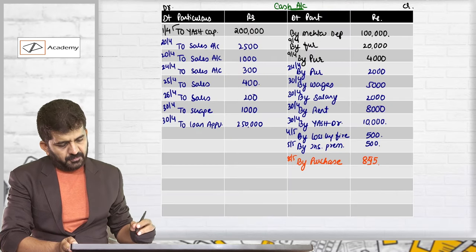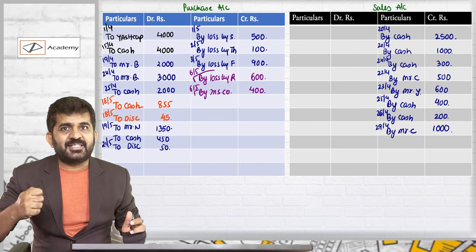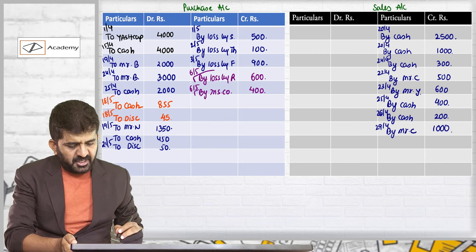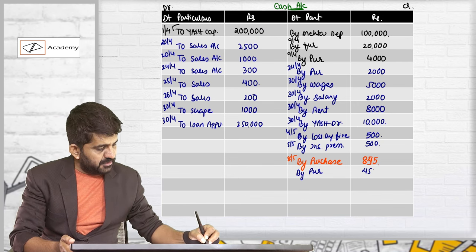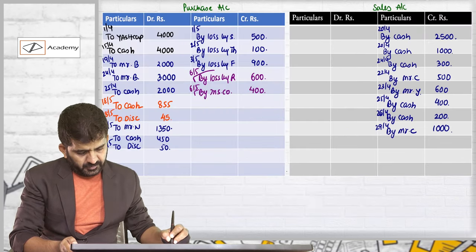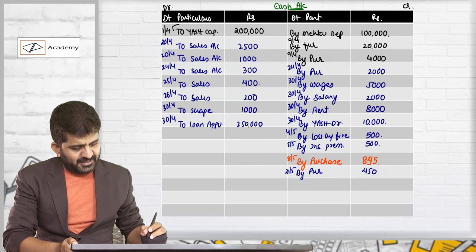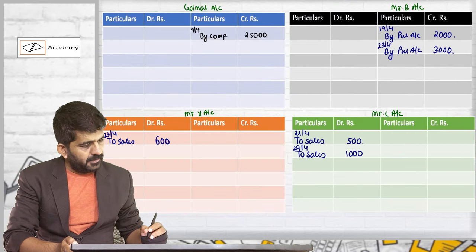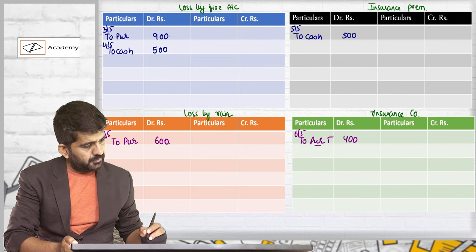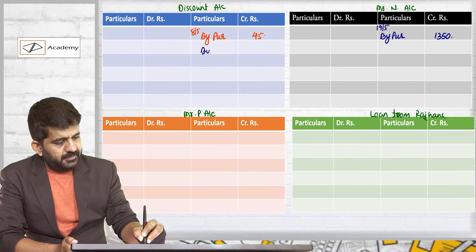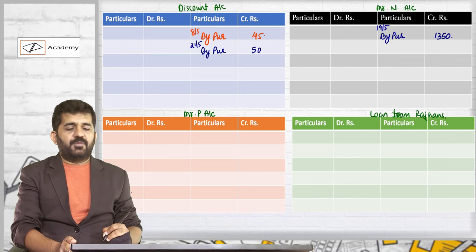Date is 21st May. So in purchase account, I have already written to cash, to discount. In cash account, credit side, by purchase, 450, 21/5. And discount account also credit side. Where is discount account? Yes, credit side. By purchase, 50 rupees. Which is the date? 21/5.